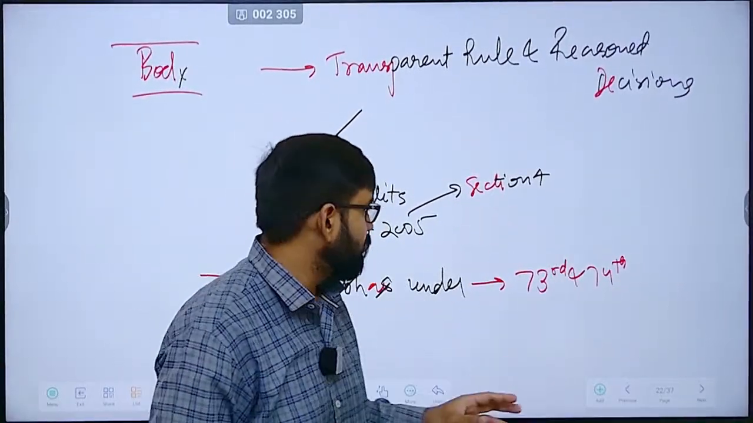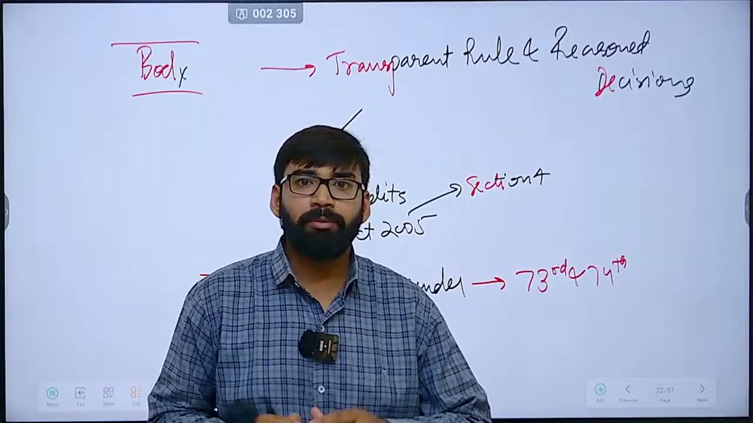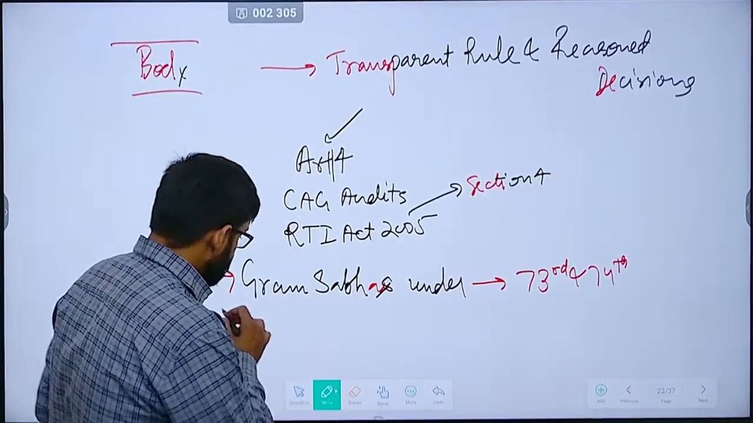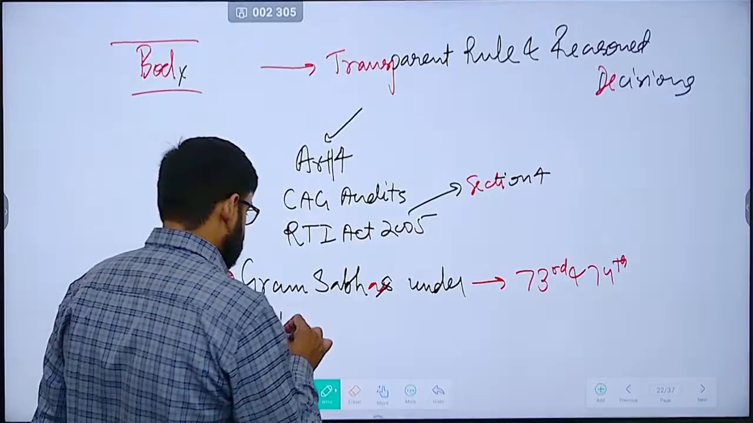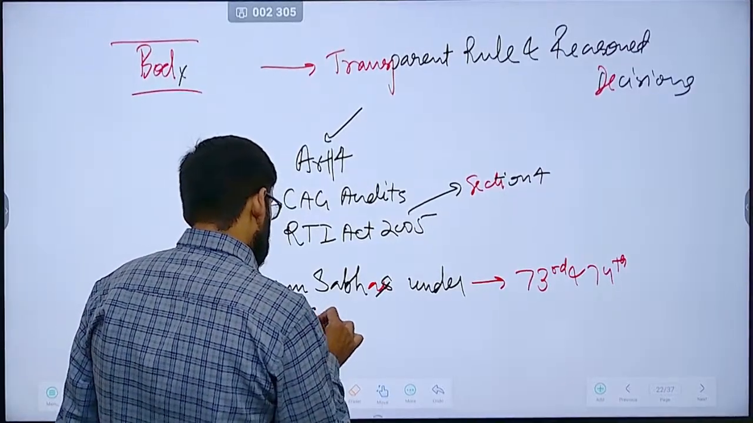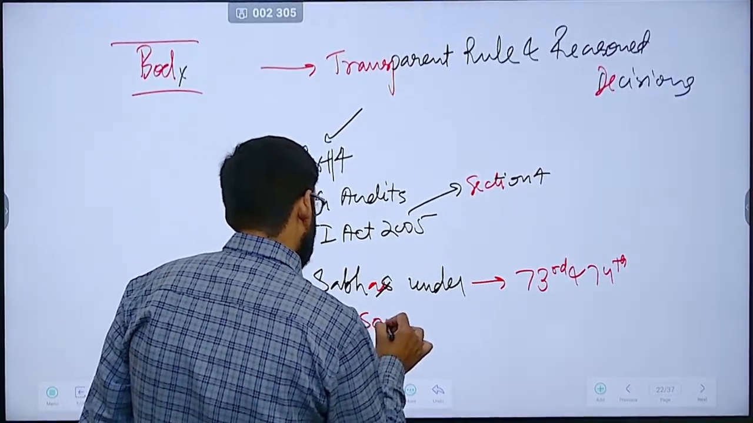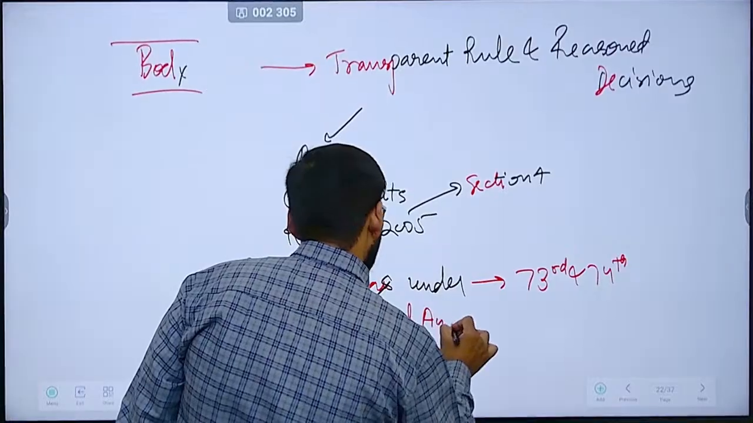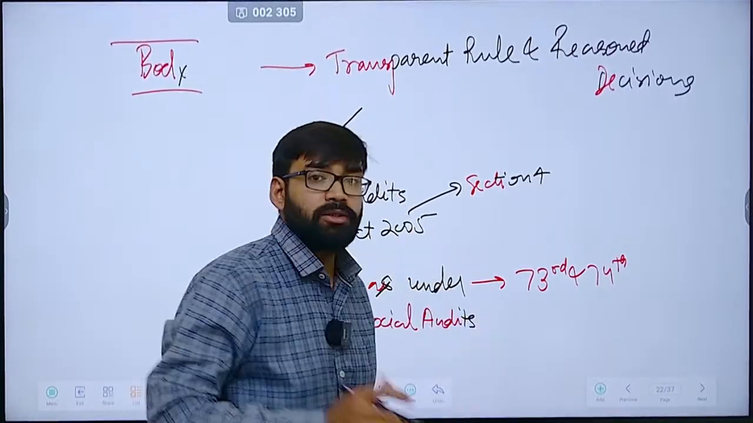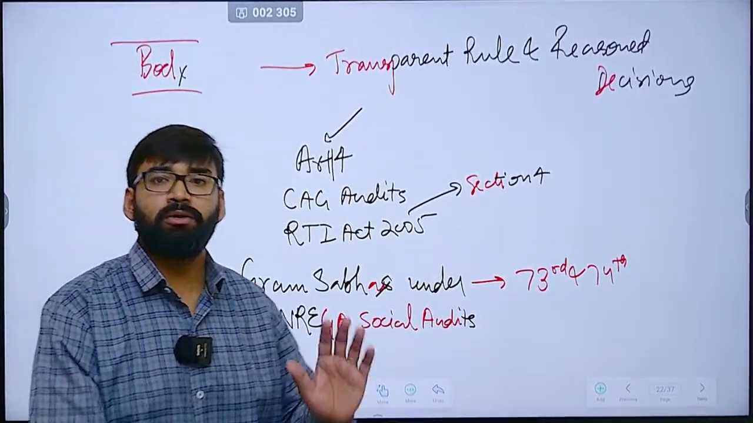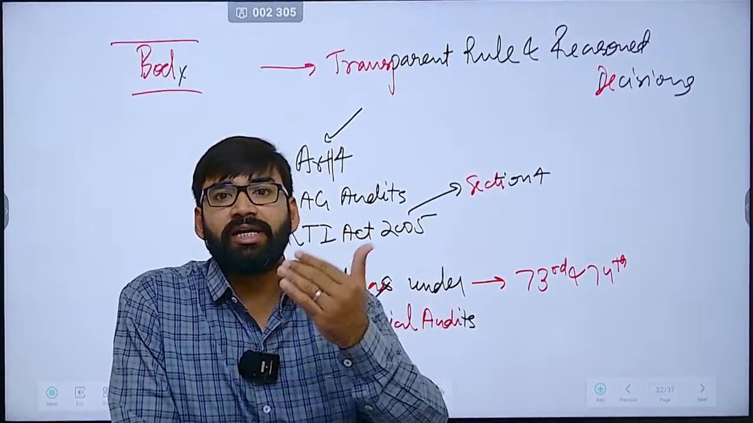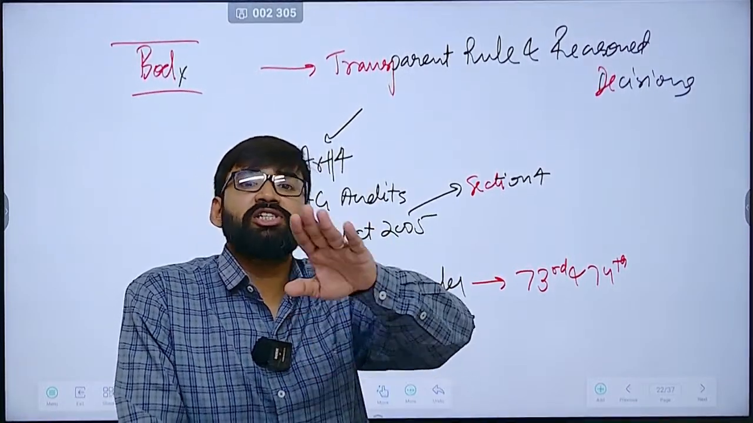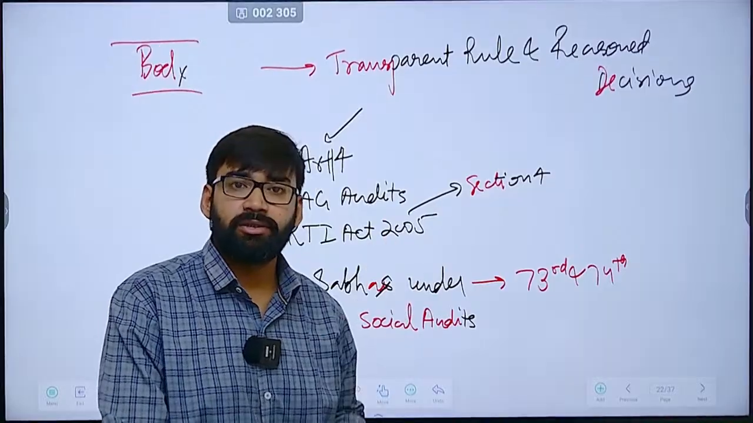So you can mention the 73rd amendment. Then you can mention many examples, like MGNREGA social audits. Yes, these things you can mention, which actually show the transparency and all. So these things you can mention. Then you can mention the Good Governance Index, which covers 10 sectors and 58 indicators. Clear?